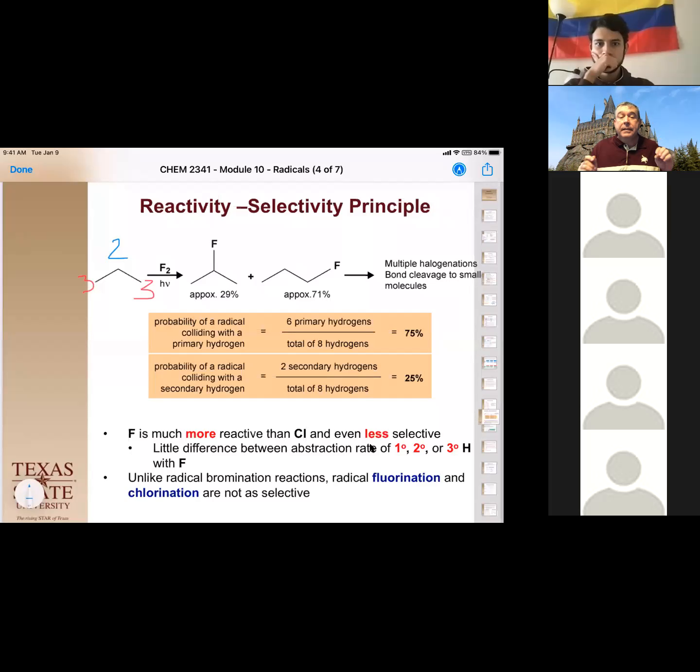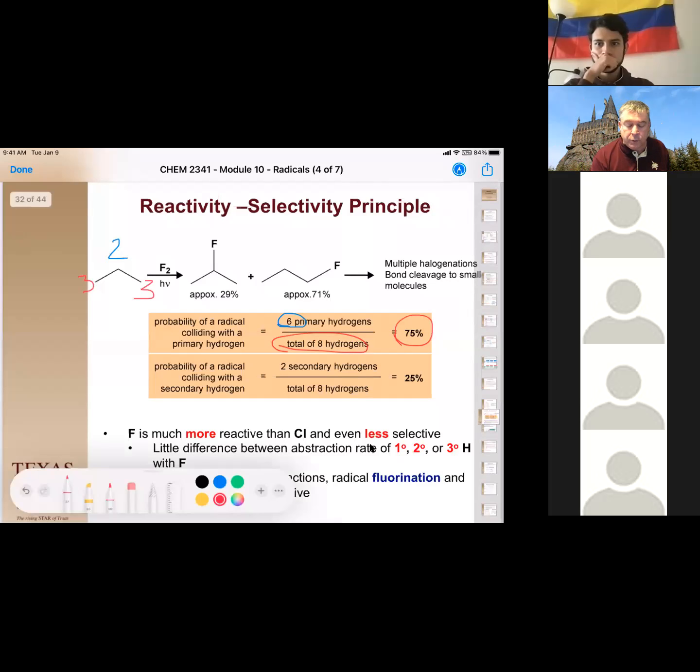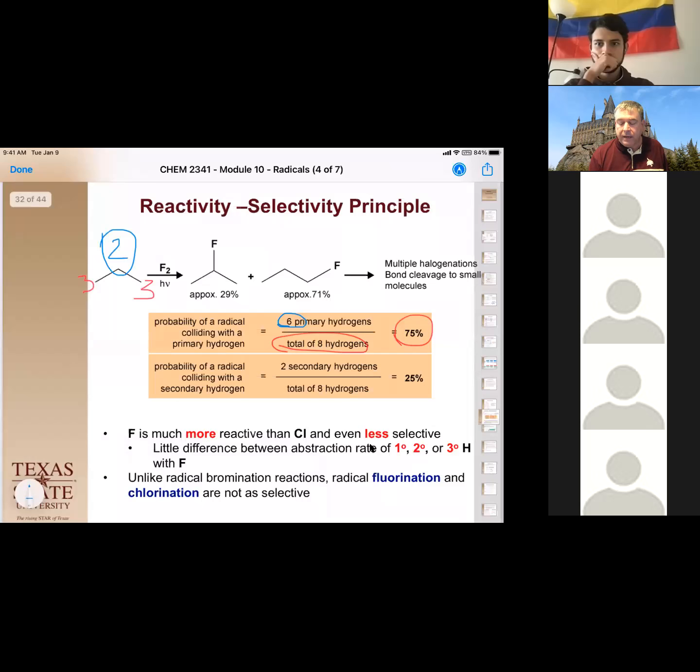Okay, now statistically, because there are 6 of these primary hydrogens and 8 total hydrogens, that means 75% of the time, just statistically, that fluorine radical is going to abstract one of those. Okay, so it gives us a product ratio that should be about 75% primary and 25% secondary. And if we did the statistics on the secondary one here, we only have 2 of these out of the 8. 2 divided by 8 is 1/4 or 25%. So we should get about 25% of the secondary abstraction.